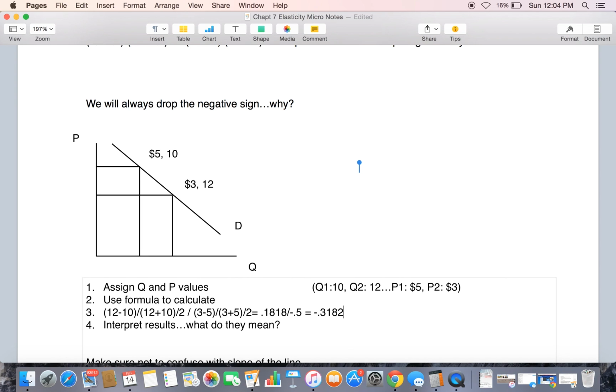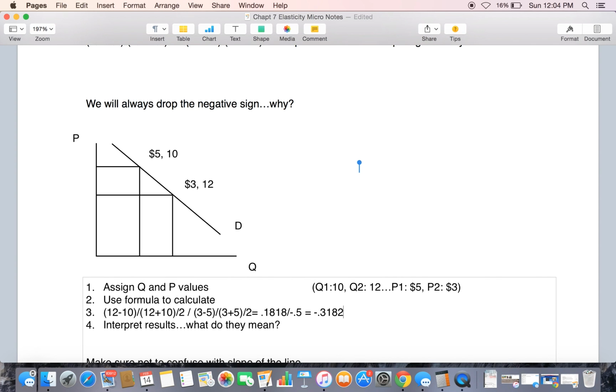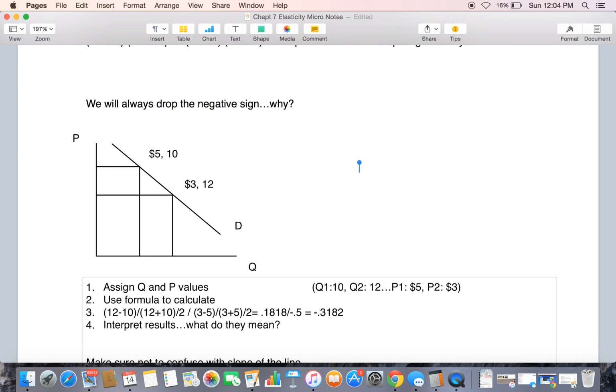Okay, so what does this mean? I think sometimes the elasticity calculation can leave some people in the dust. The calculation is a little bit tricky. Memorizing the formula can be a little bit tricky. And then when you get to interpreting the results, that can be even more tricky. So let's take a look at it.